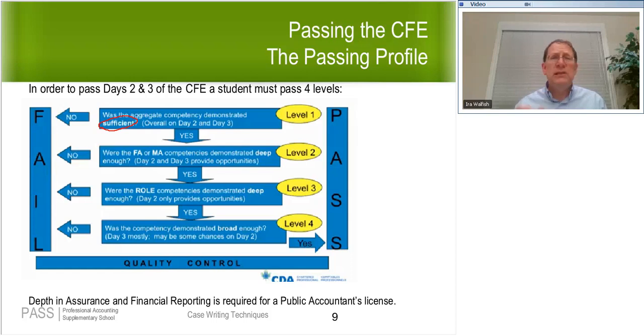Level 2. Okay, we get to level 2. Now they're looking at financial accounting or management accounting. What they're doing now is they're not giving marks. They want to make sure that you can get competent a certain number of times. How many? We don't know. This is a highly guarded secret. They do not disclose. The markers don't know. Only a few people who actually mark. Your average marker has no idea.